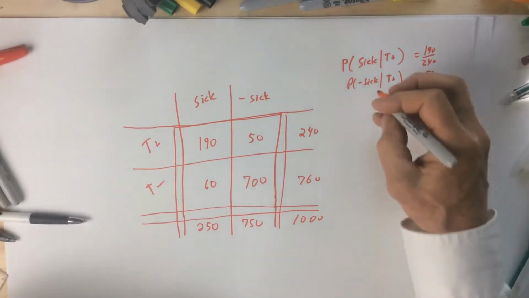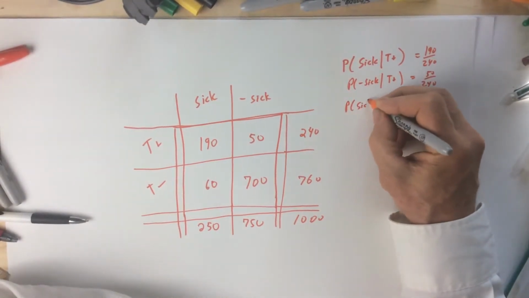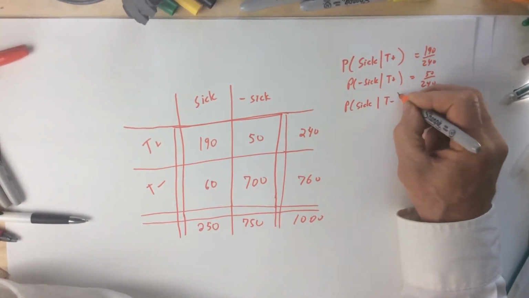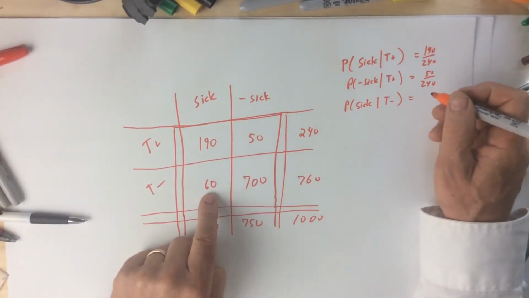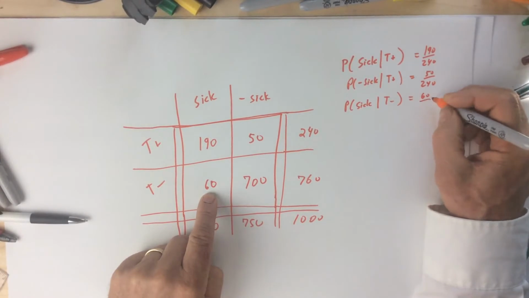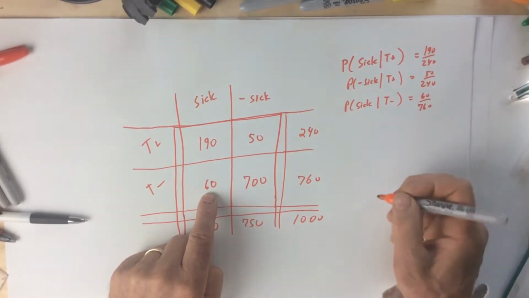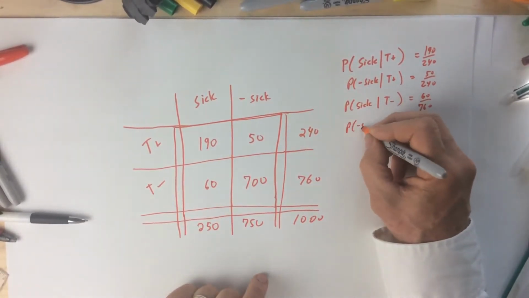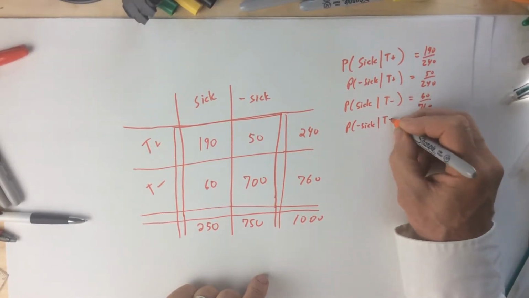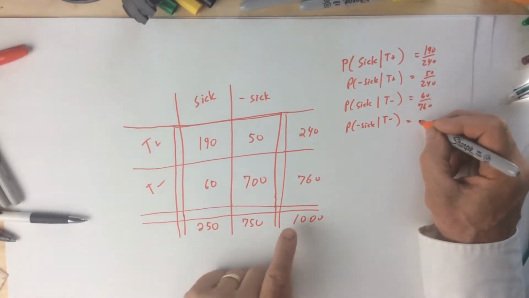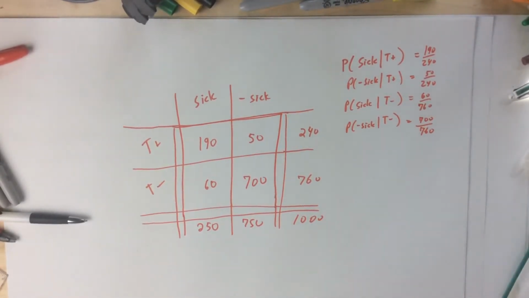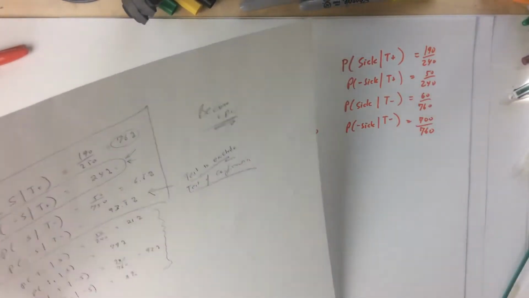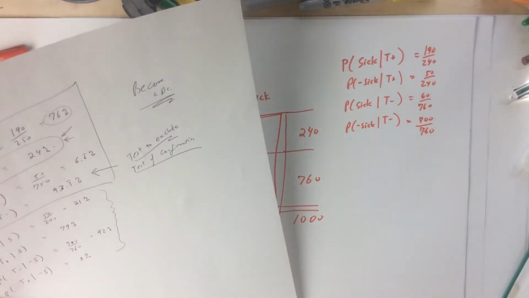Let's do another one. Let's do the probability you're sick given you tested negative. Okay, this row, sick, 60 out of 760. And the probability you're not sick given you tested negative would be 700 out of 760. Now, I've calculated these numbers. I hopefully did them right.